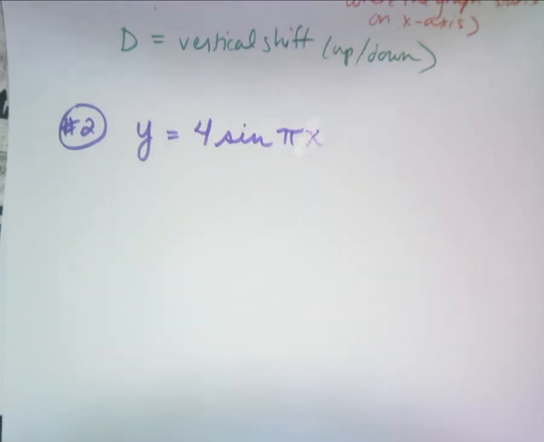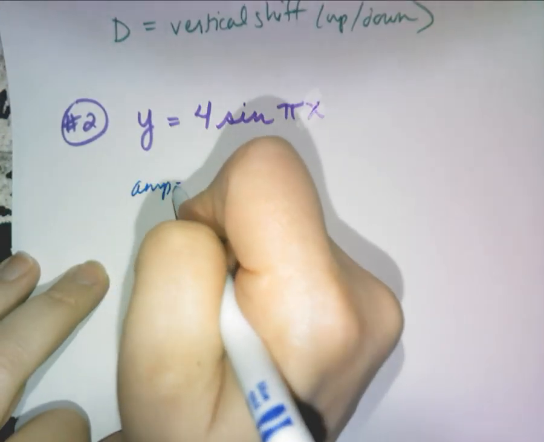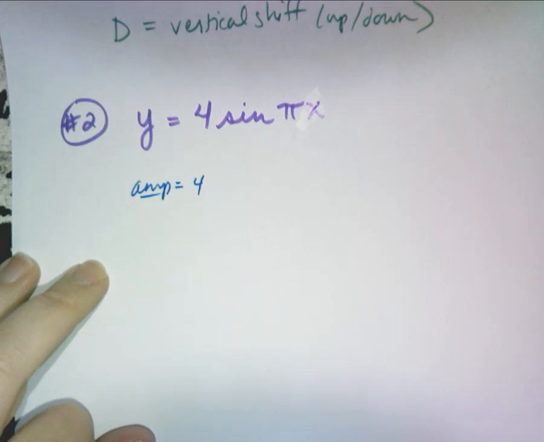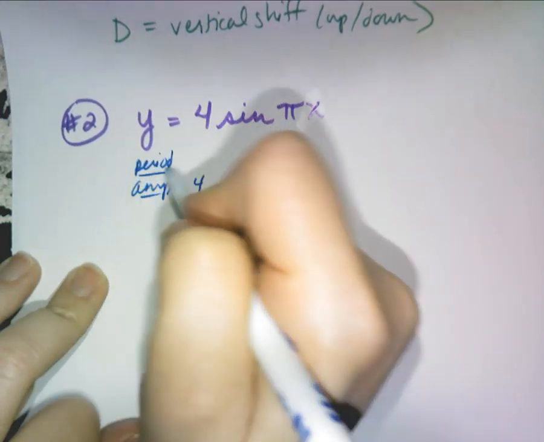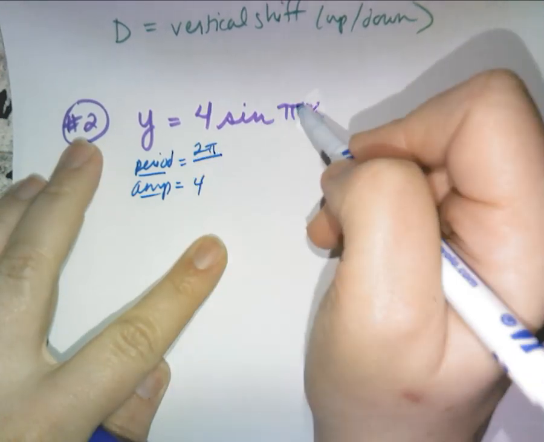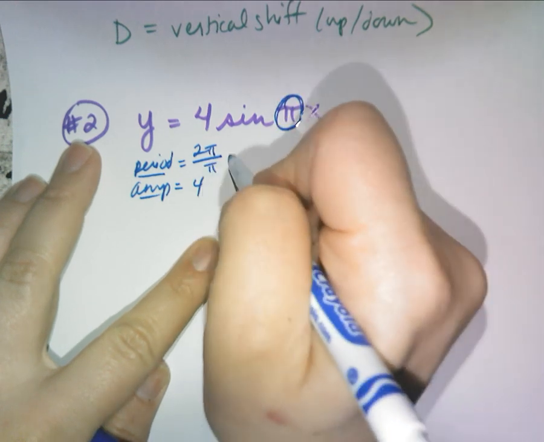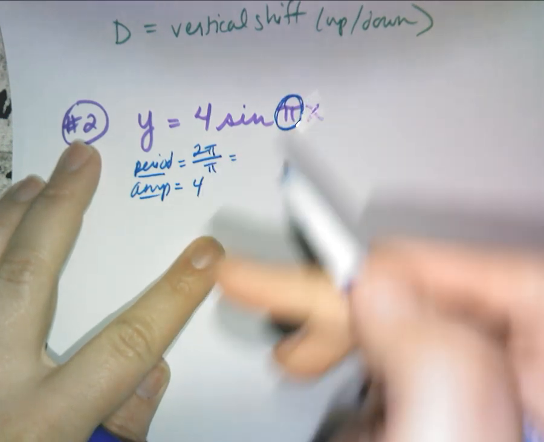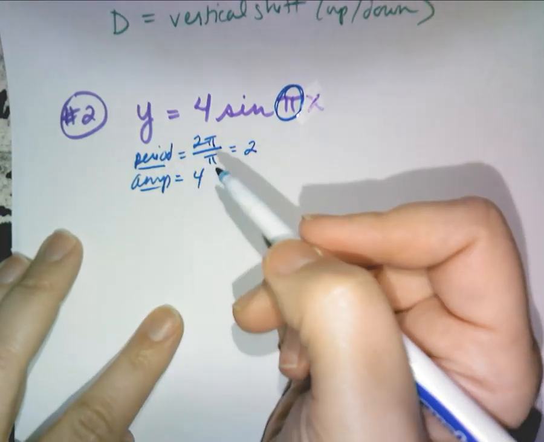So here we go. We'll start with amplitude. It's going to be 4. It's going to go as high as 4 and as low as 4. The period for sine and cosine is always 2 pi, but you divide by whatever the b is next to the x. So we're going to divide by pi. It means I have a period of what now? 2. Just 2.